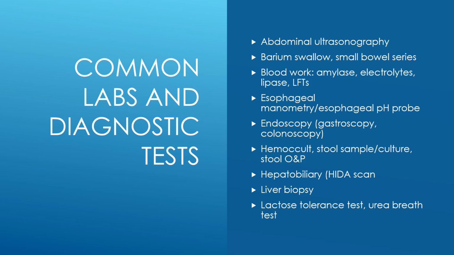Esophageal pH probe tests the esophagus for normal contractility and effectiveness of swallowing. Endoscopy can visualize the hepatobiliary system by using some type of contrast. Hemocult, stool sample, culture, stool O&P.